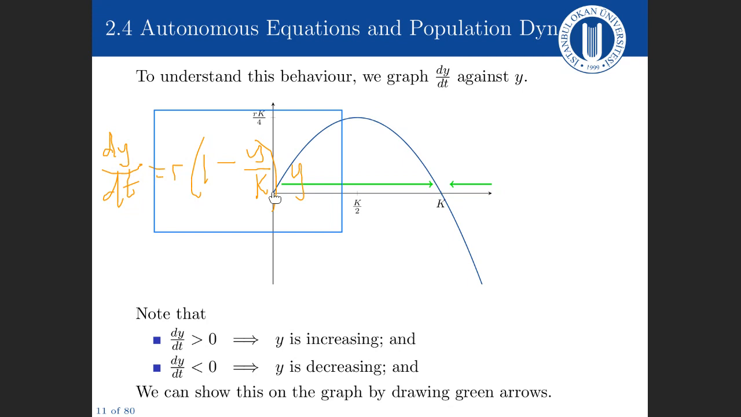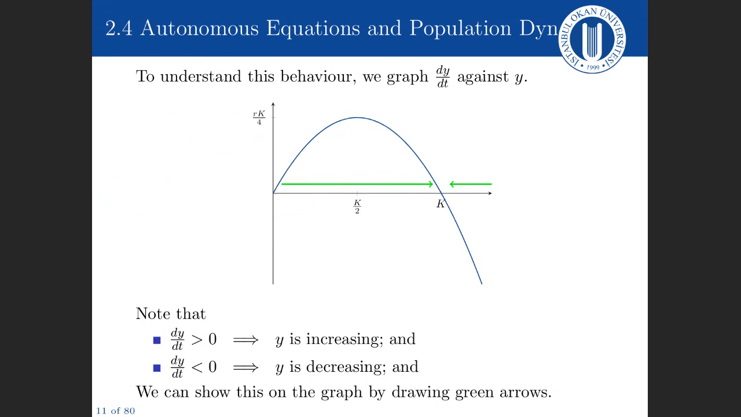The graph is 0 when y is 0, of course. The graph is 0 when y is k. The graph is positive between 0 and k. The graph is negative after k. What can we see from this graph? First of all, we can see that where the derivative is positive, that tells us that y is increasing. And when dy dt is negative, in other words, y is decreasing.